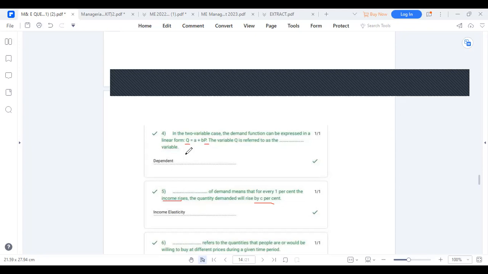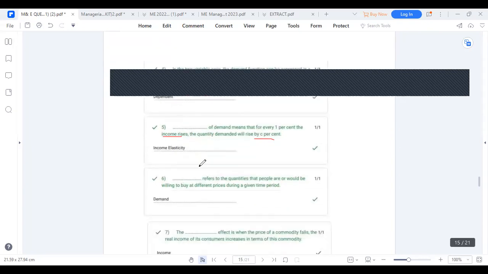So, we proceed. Dash refers to quantities that people are or would be willing to buy at different prices in a given period. So demand. Demand refers to the quantities that people are and would be willing to buy. So those two things, ability and willingness, that is demand.